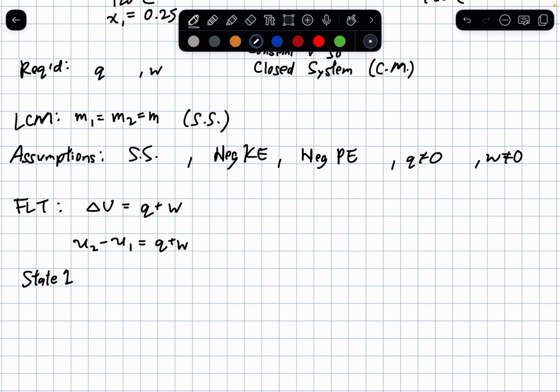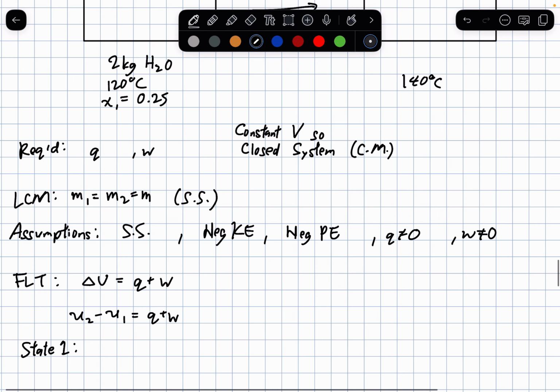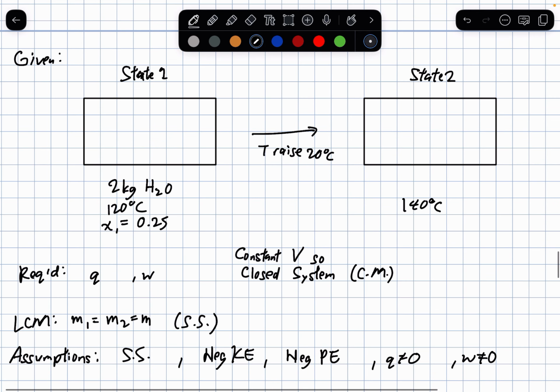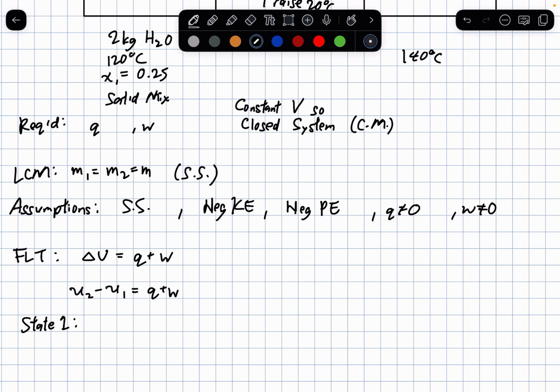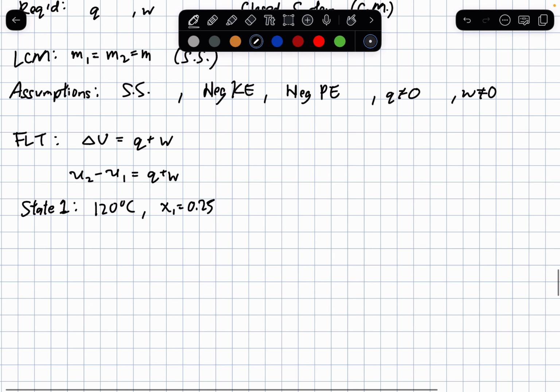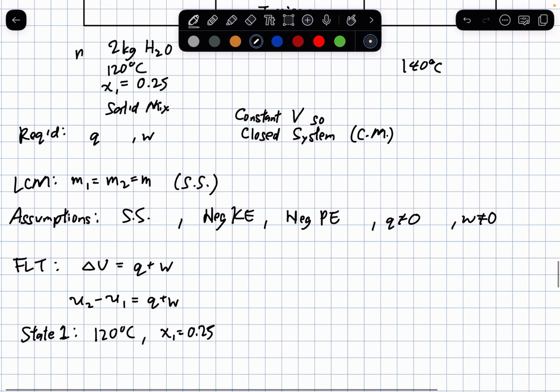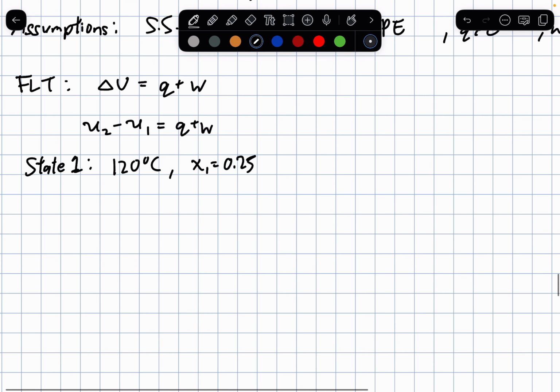For the time being, state 1. State 1 is characterized by... So, this is a saturated mixture, no? Because we have a quality value. So, what do we do with that? 120 degrees Celsius and a quality of 0.25. Since we have mass, I've emphasized this in the previous video. Typically in this situation, let's go to saturated water in the Sontag tables. Look at 120 degrees Celsius.